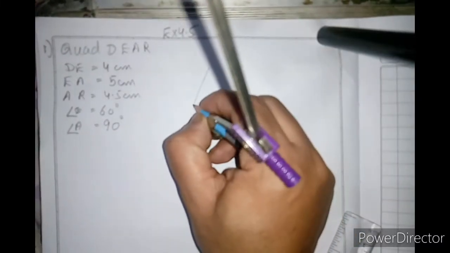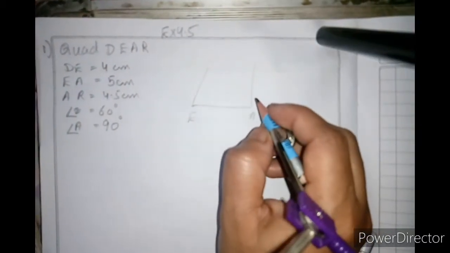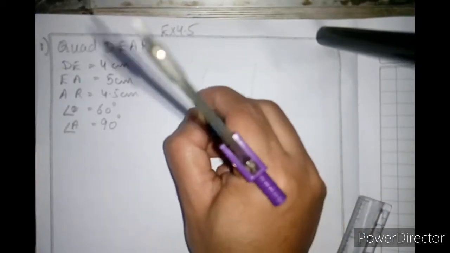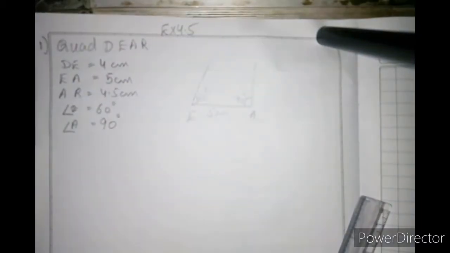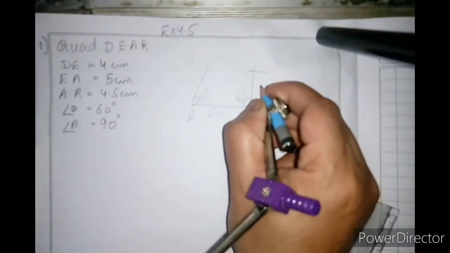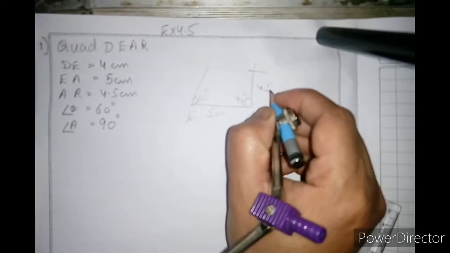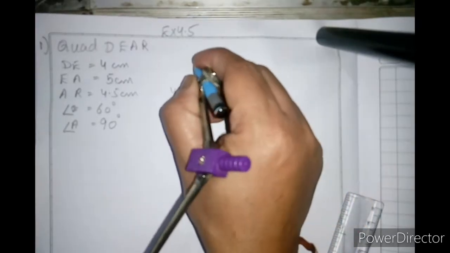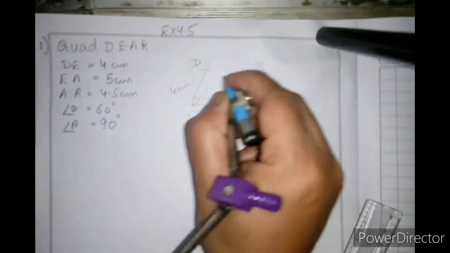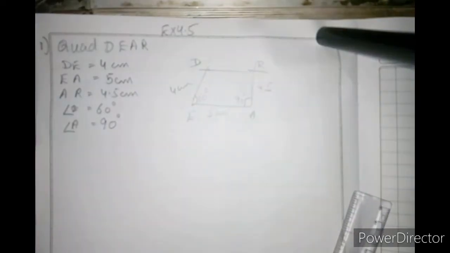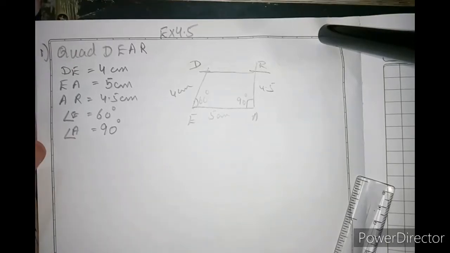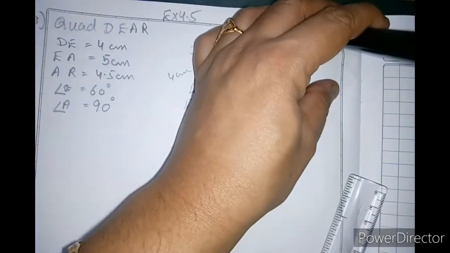E is a 60 degree acute angle, A is a 90 degree angle, and this is 5 centimeter. Now AR we have to cut 4.5 centimeter and ED 4 centimeter. When you join D and R, you will get your quadrilateral. Now we will do the construction with exact measurements.